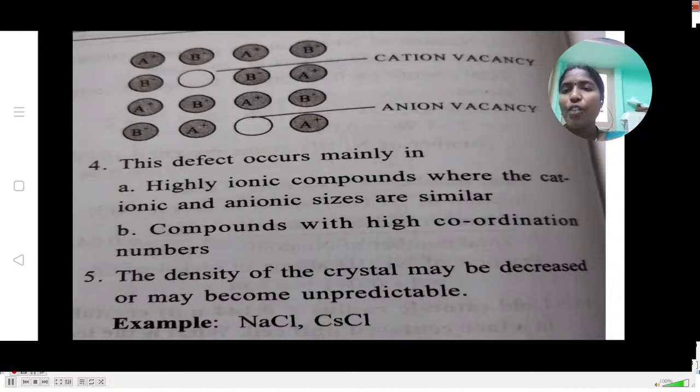Next, the density of the crystal may be decreased or may become unpredictable. Examples of the Schottky defect are sodium chloride and cesium chloride.